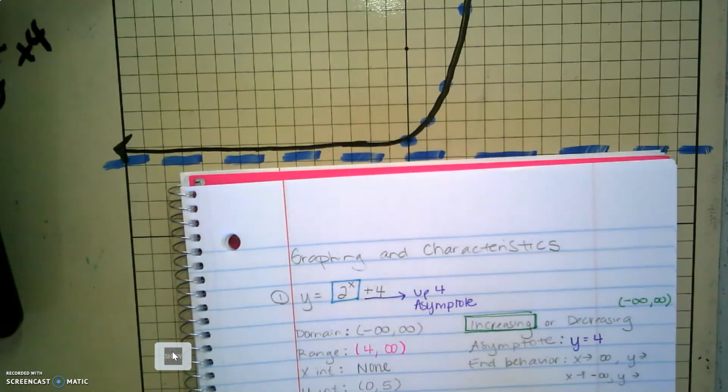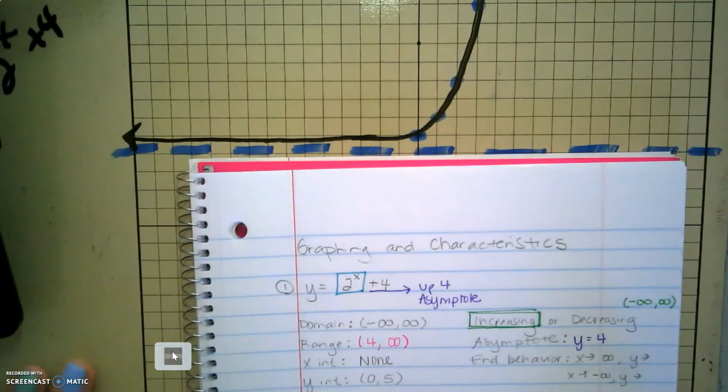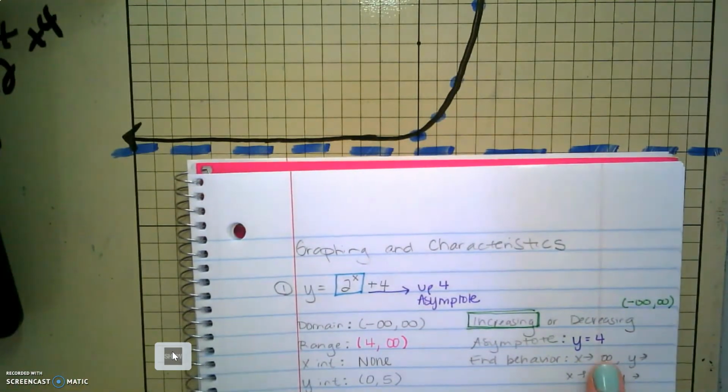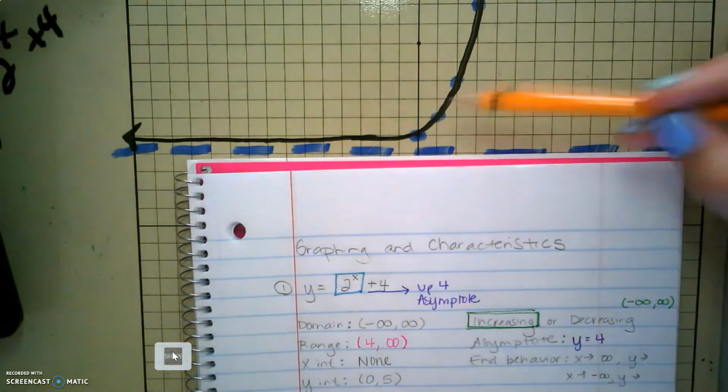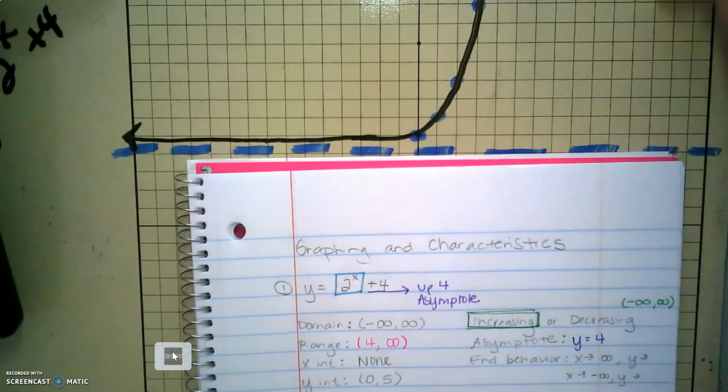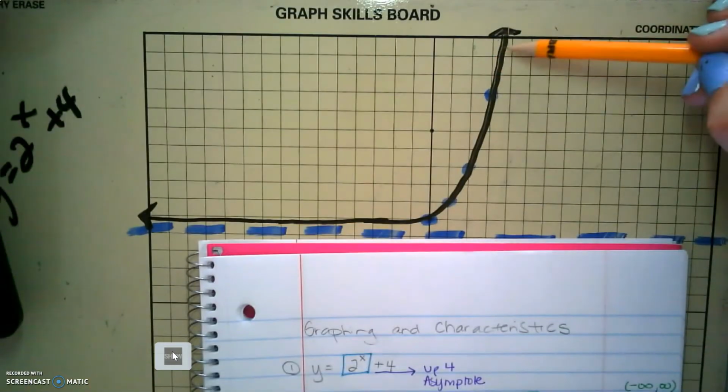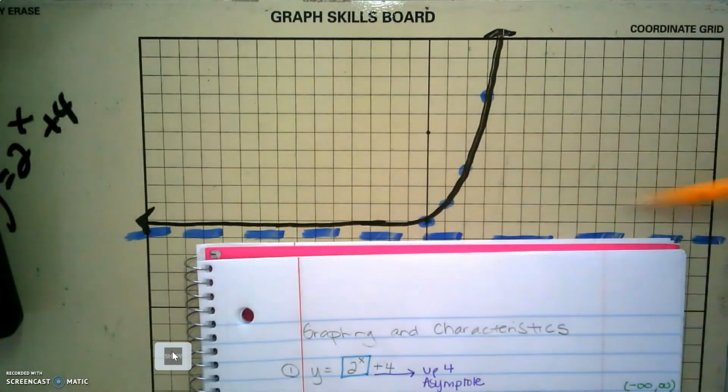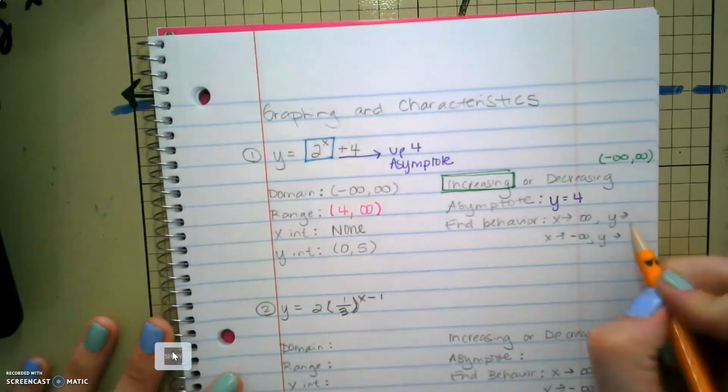Let's look at end behavior. What's happening at the ends of our graph here? The first one is when x is positive. So when x is positive, this is where my graph is going. That arrow at the top is headed up. It keeps going. So my x values are positive. My y values keep getting bigger and bigger. So I'm going to put positive infinity.